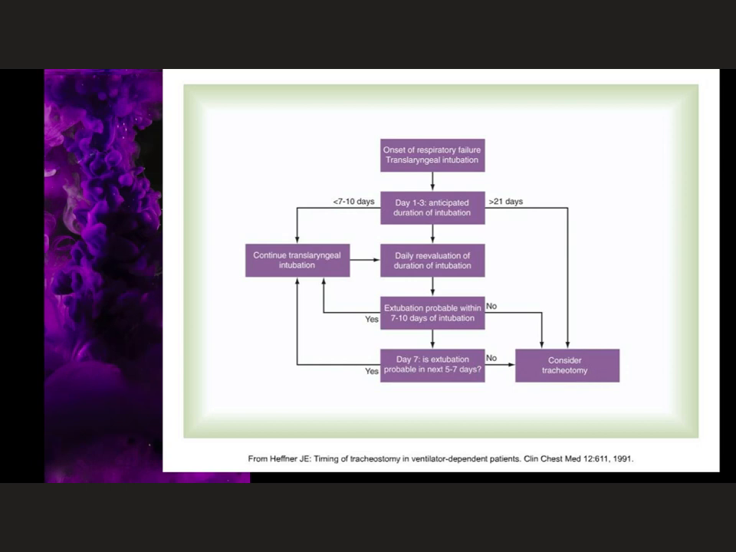So, when is it appropriate to talk about trachs and putting one in a patient? This is a little flow chart. This is in Egan's, I believe. So, the onset of respiratory failure. This is step one. So, this is going on the vent.